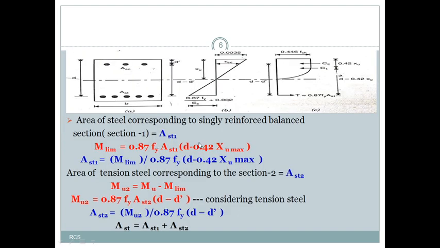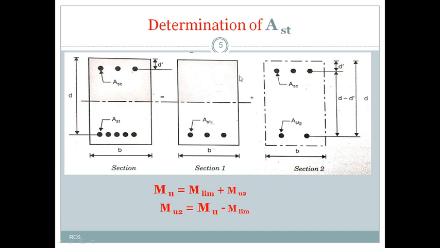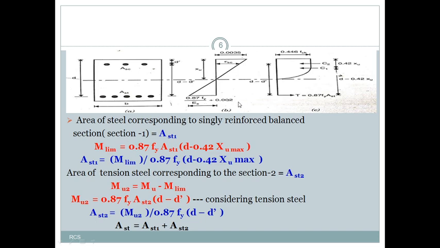Now we have to calculate the area of steel corresponding to the singly reinforced balanced section. This is the stress block corresponding to the doubly reinforced beam. Now we have to calculate with respect to section 1, the balanced section, the area of steel AST1. So AST1 can be calculated: Mu limit equals 0.87 Fy AST1 into d minus 0.42 Xu max. So how do we obtain this?